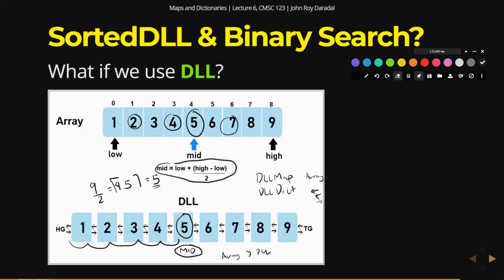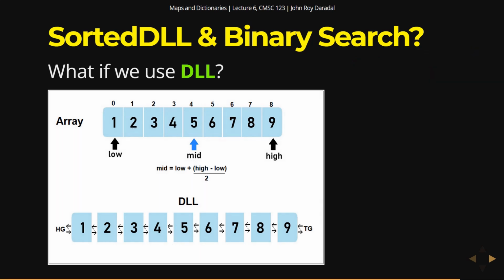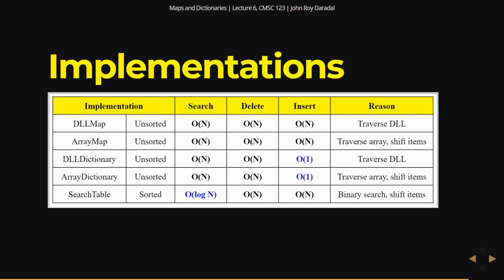Okay, so if you want to use binary search, use the array implementation. So that would be the search table. Okay, so that's it for the implementations. So let's try to compare the implementations that we discussed so far.